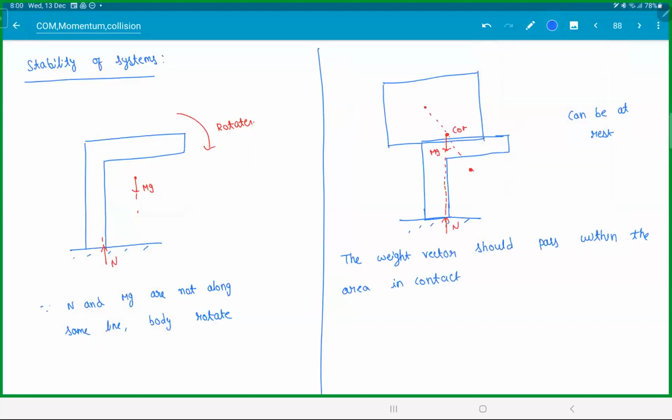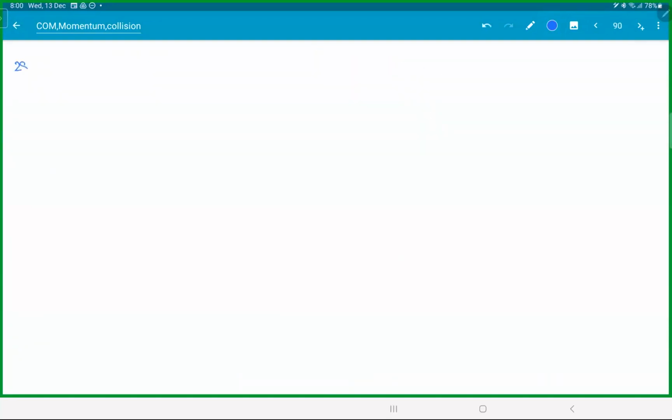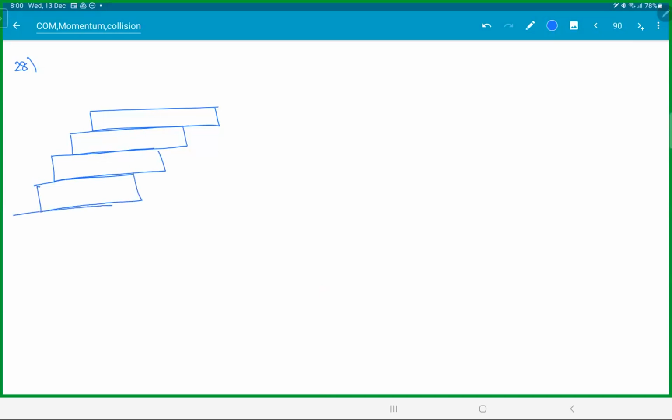So you guys try this question. We will be discussing that in the next class. We have planks. I'm sure you did something like this in school. Ever tried this? Notebooks, you kept one notebook on top of another and you tried to push them. So like this, we have 4 identical planks. 4 planks of length L are placed on a table as shown.